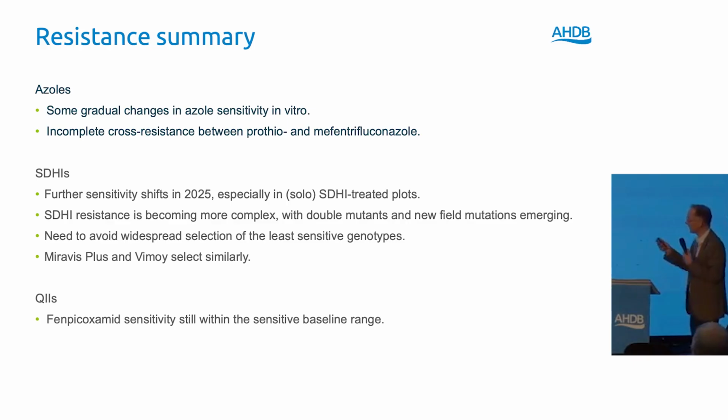On the SDHIs, as we said, we do think that where solo SDHIs have been used, we have seen further shifts, and that's a concern. The resistance does appear to be becoming more complicated, with more double mutants and new field mutations emerging. So, watch this space, I think, on that. We just need to avoid widespread selection for these less sensitive types. And as we said, Miravis and Vimoy select similarly. QIIs, the fenpicoxamid seems to be still within that sensitive baseline range.